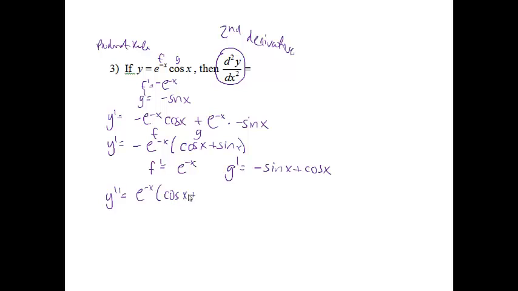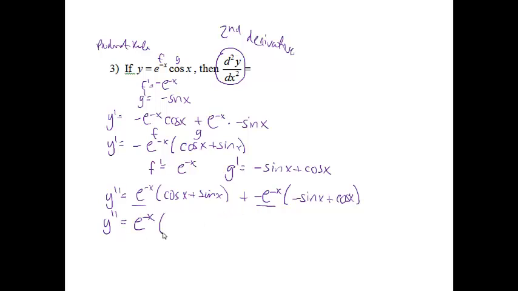So taking the derivative again, we're going to have f prime times g, so e to the negative x times g, and then plus f times g prime, negative e to the negative x times g prime, negative sine x plus cosine x. All right, a few things that you could do from here. If you wanted to, you could distribute it all out and combine like terms, but I actually noticed that both parts have an e to the negative x, so that's what I'm going to factor out.